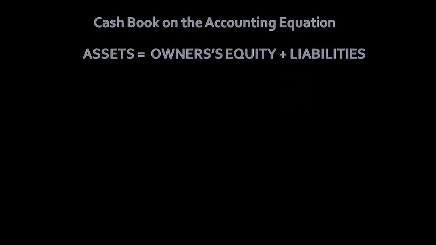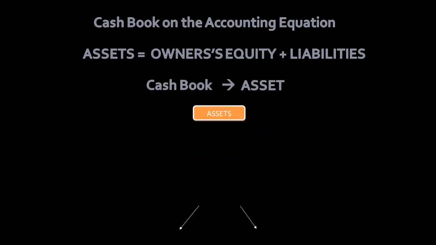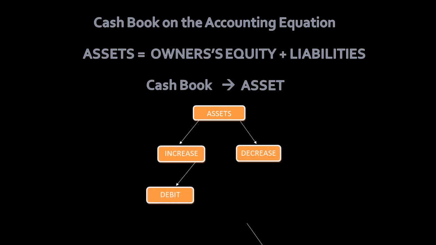Now let's have a look where the cash book fits in the accounting equation. Now if you guys can remember, the formula of the accounting equation is assets is equal to owner's equity plus liabilities. Now the cash book is an asset. And what do we know about assets? Our assets increase on the debit side and it decreases on the credit side. So all money coming into the cash book, we'll put it on the debit side, and all money going out of the cash book, we'll put it on the credit side. It's important that you know this before we start.